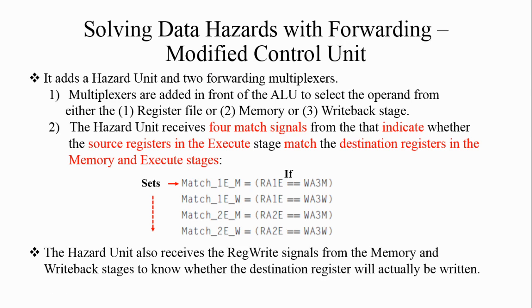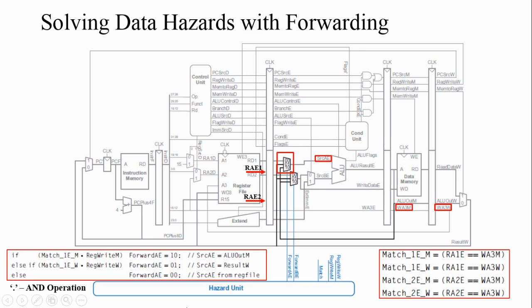Whatever control unit you are having, you need to have a slight modification in that. So this is a modification. You will be adding a hazard unit and two forwarding multiplexers in the control unit. Let us take this as a control unit. Here you are adding a hazard unit and two multiplexers for incorporating this forwarding technique.